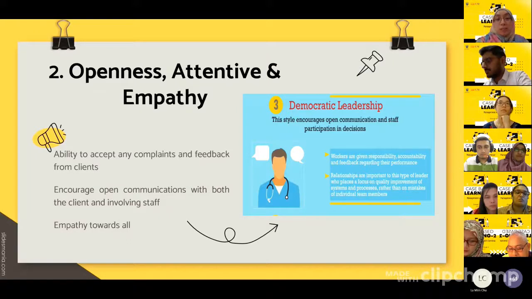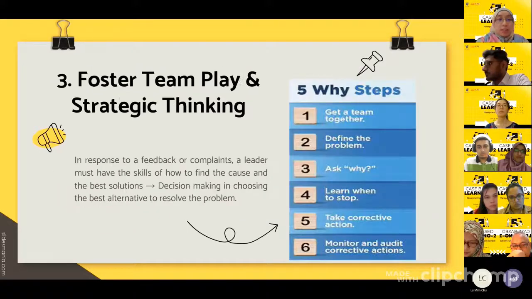There are a few leadership behaviors. One of them is the democratic style, which describes a leader as a person who involves the employees in decision-making, delegates authority, and uses feedback as an opportunity for coaching employees. So in response to feedback or complaints, a leader must have the skills to find the cause and the best solutions. It requires decision-making skills in choosing the best alternative to resolve a problem.